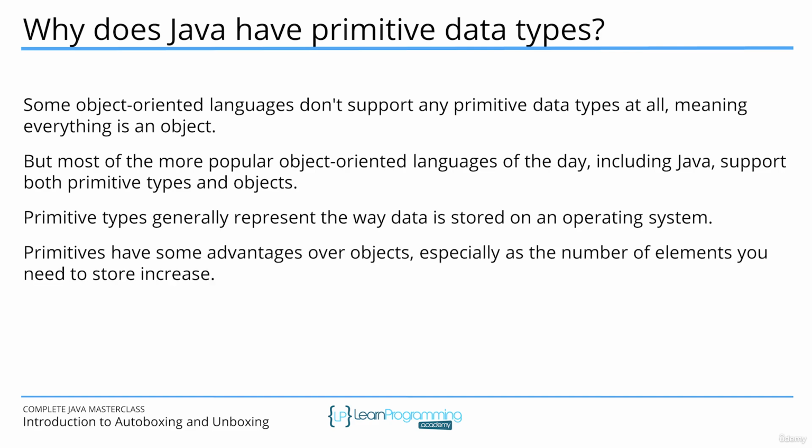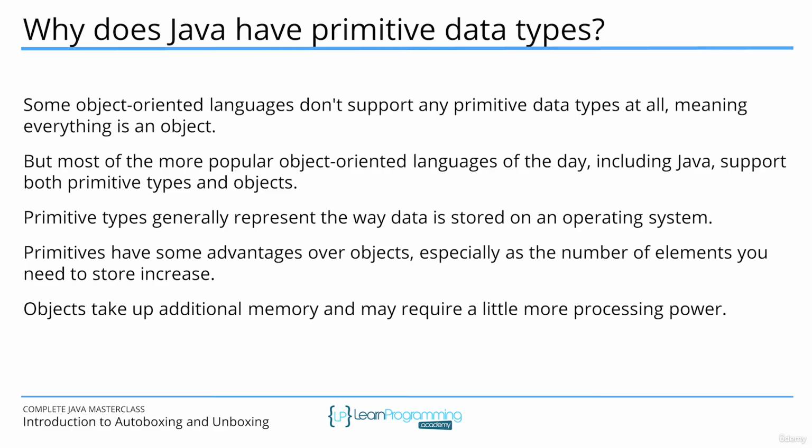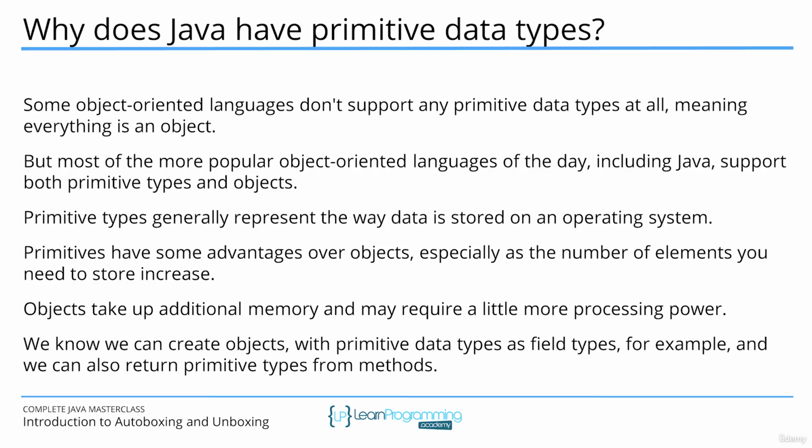Primitives have some advantages over objects, especially as the number of elements you need to store increases. Objects take up additional memory and may require a little more processing power. We know we can create objects with primitive data types as field types, for example, and we can also return primitive types from methods. We can mix and match primitives with objects pretty easily.